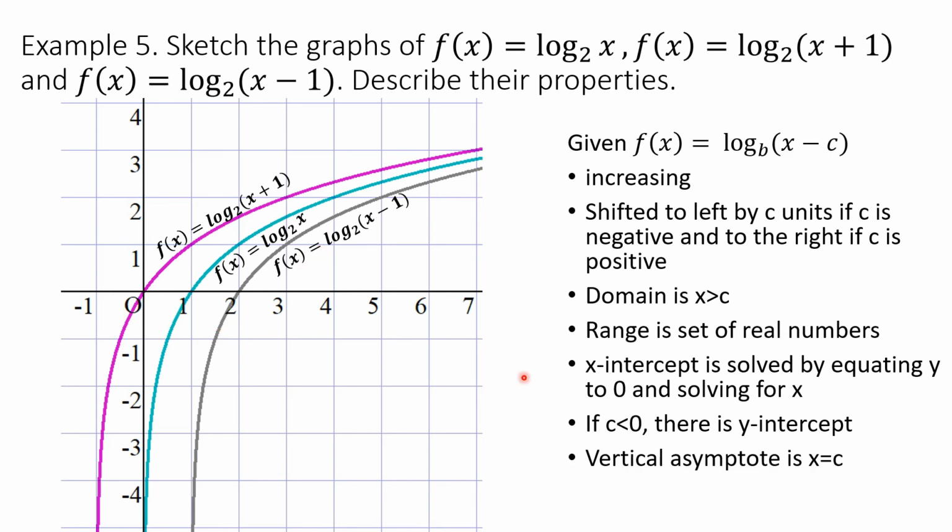Next, the vertical asymptote is x equals c. So it depends also on the value of c. c here is negative 1, so the vertical asymptote is x equals negative 1. c here is 0, so the vertical asymptote is x equals 0, the line which coincides with the y-axis. And since c here is positive 1, the vertical asymptote is x equals 1. That means the graph gets closer and closer to this vertical line, but it will not intersect that line. And there is no horizontal asymptote for any of these equations or graphs.